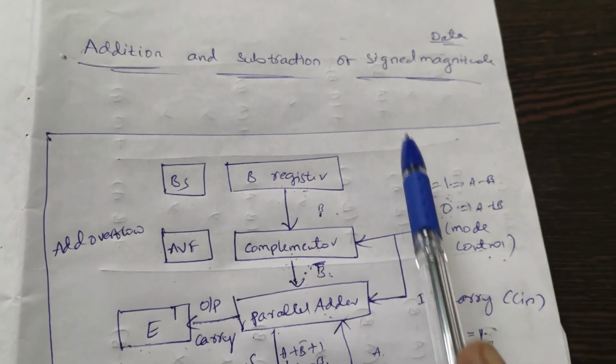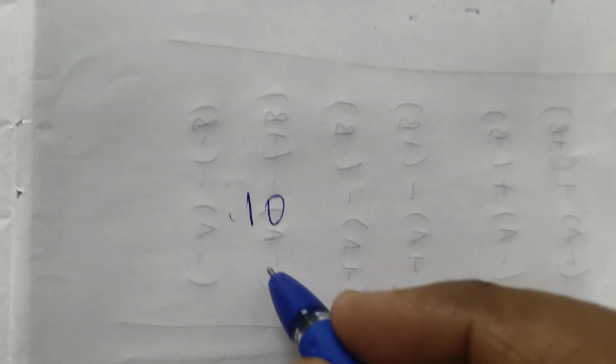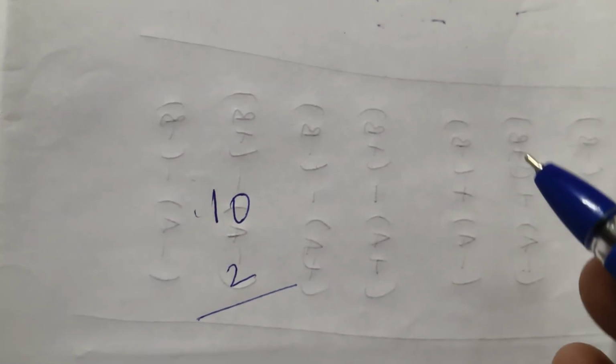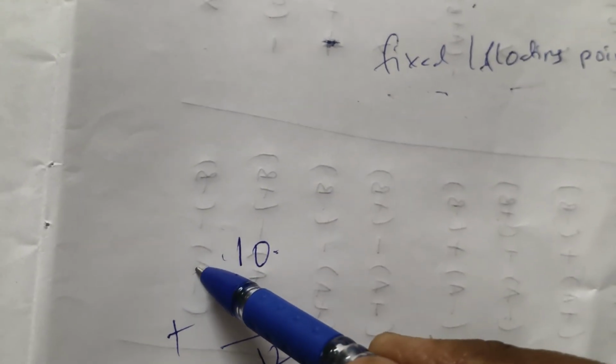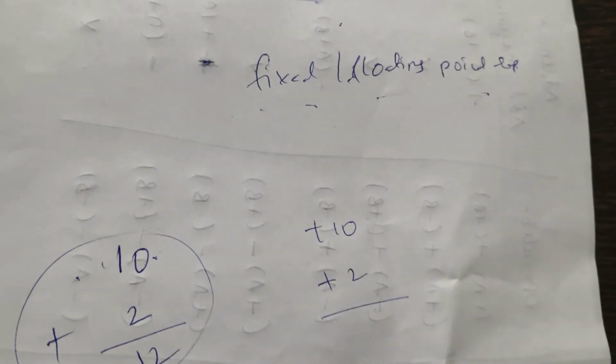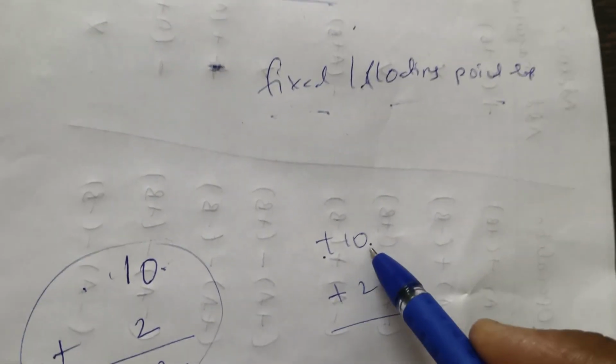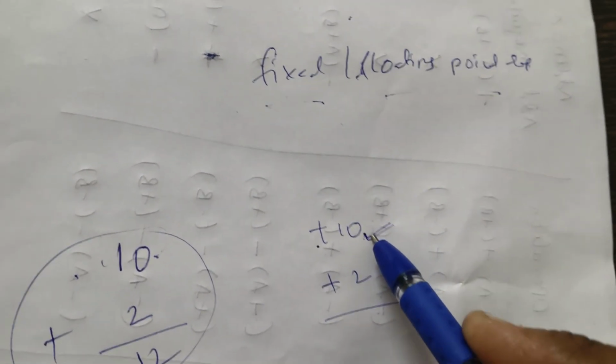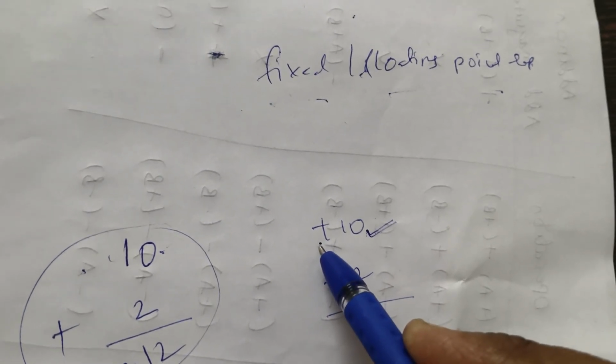First of all we need to know what we mean by sign magnitude data. Suppose you want to perform addition of two numbers. What is the sum here? 10 plus 2 is simply 12. This is only a magnitude value; it does not contain any sign. Similarly, in sign magnitude data, 10 represents a magnitude value and plus represents a sign value.